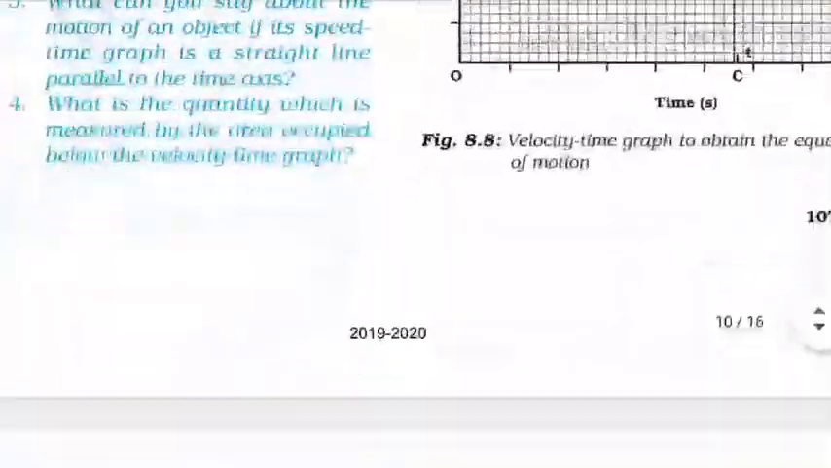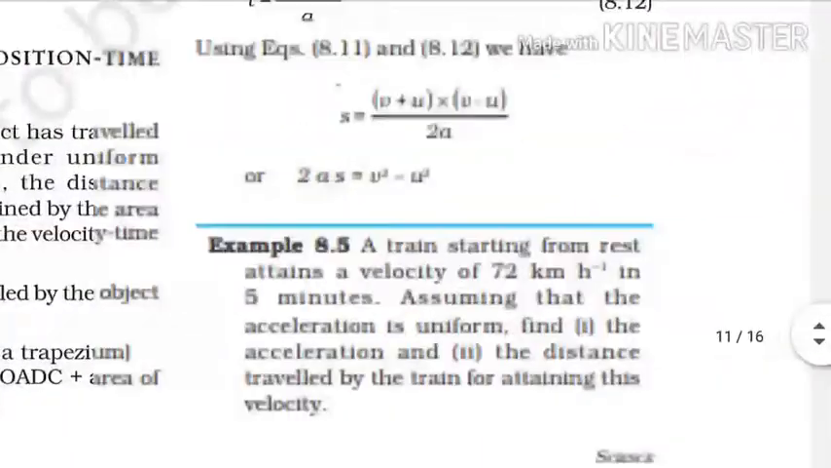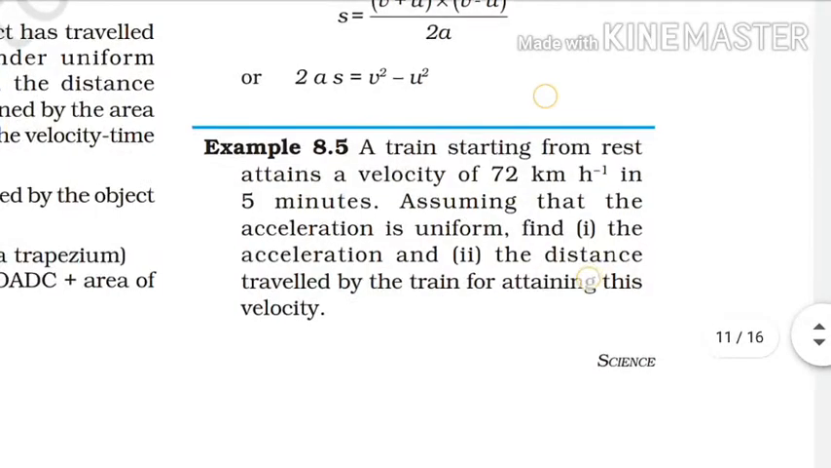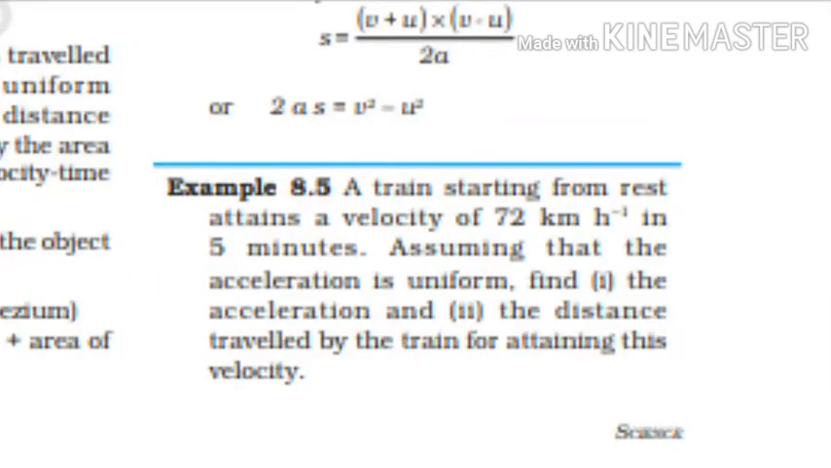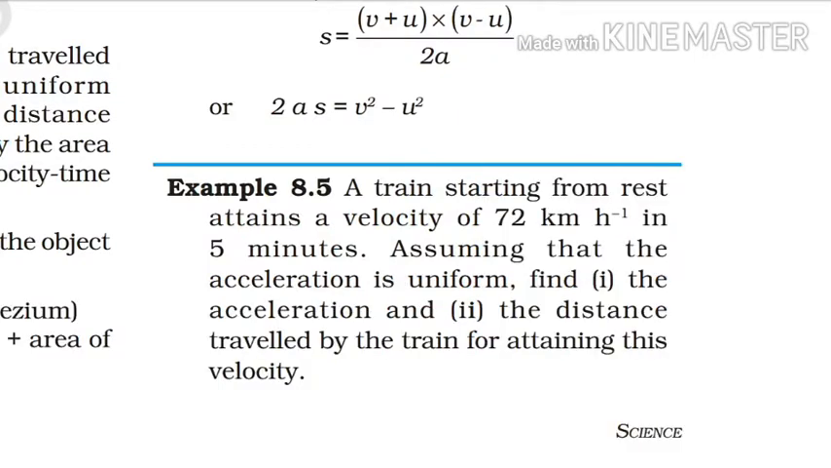Now come to example 8.5. In this there is a question: a train is starting from rest. It means the initial speed of the train is 0 and it attains a velocity of 72 km per hour in 5 minutes.